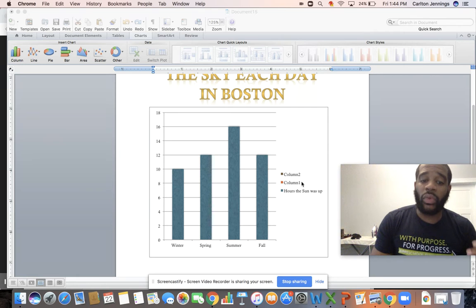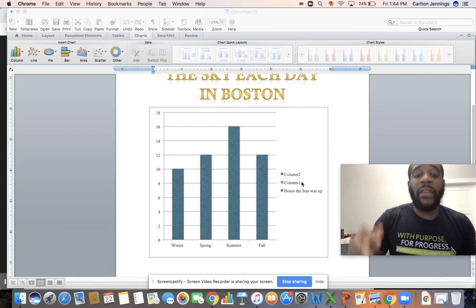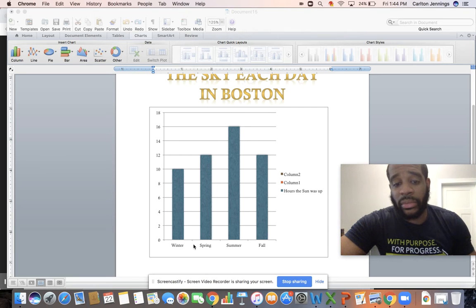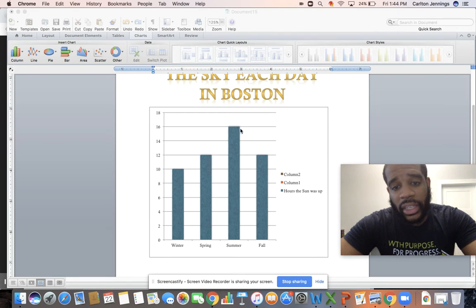So we already have winter. Winter was 10 hours. It was up for 10 hours throughout the day. The next is spring, and for spring it went up to 12 hours. So when I go all the way up, it goes to 12 hours and it stops here. Next is summer, and in summer the sun was up for 16 hours. It goes all the way up to 16. And in the fall, it was 12 again.